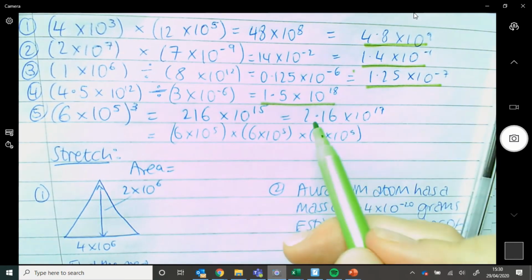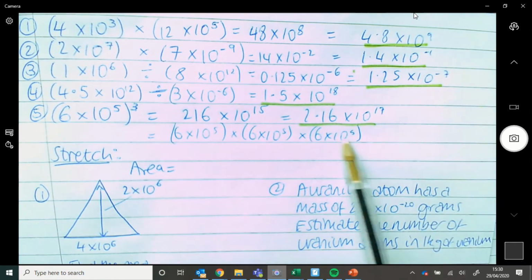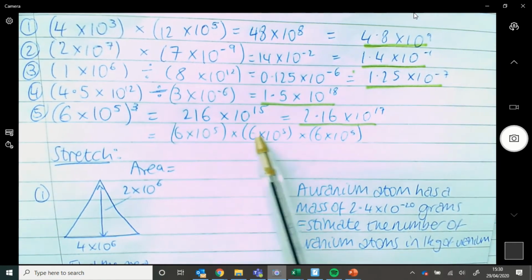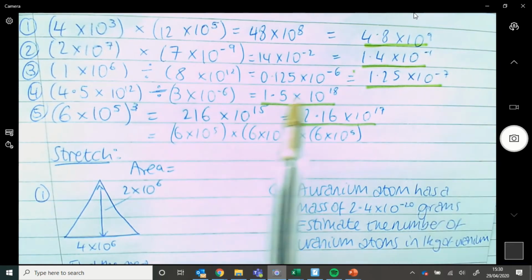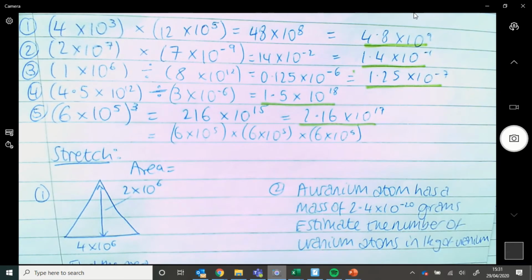Alternatively, another way you can think about it, if you aren't confident just jumping straight to that, if you write it all out in full, 6 times 6 times 6 gives you 216, and then 10 to the power of 5 times 10 to the power of 5 times 10 to the power of 5 gives you 10 to the power of 15. Okay, the stretch question, I'll give you a few seconds if you want to pause the video and have a go at those, and then I'll put the answers up.